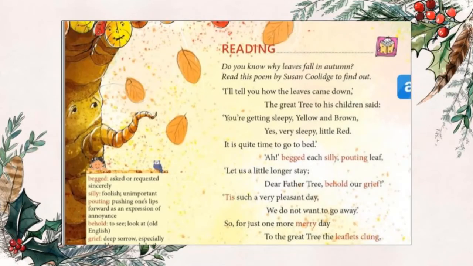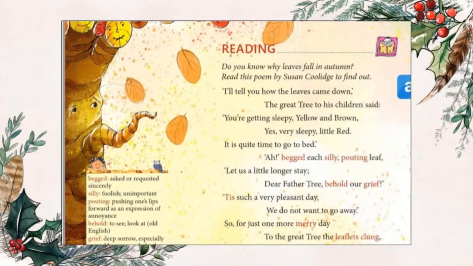Students, do you know why leaves fall in autumn? Read this poem by Susan Coolidge to find out. Students, do you know why leaves fall in autumn season? This poem is about autumn season turning into winter. As the leaves get scarlet and golden, scarlet means red color, and golden, they start to fall one by one. In the winter season, the leaves fall down and sleep under the tree. If the leaves fall, the tree is ready to welcome the spring season.